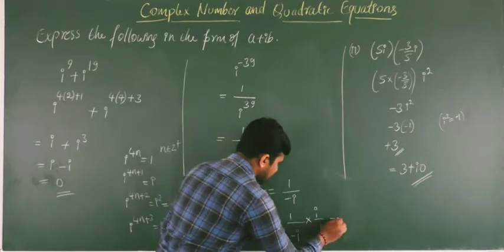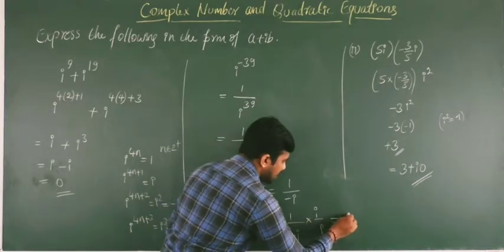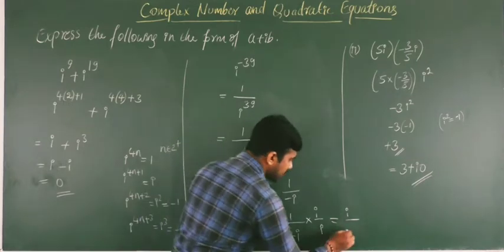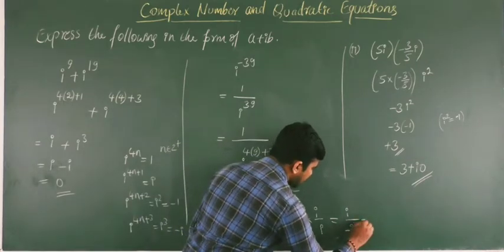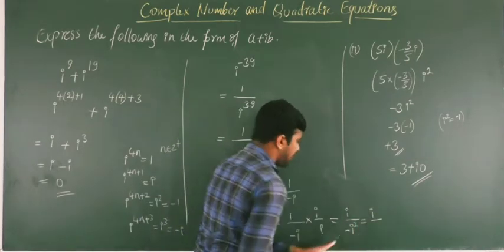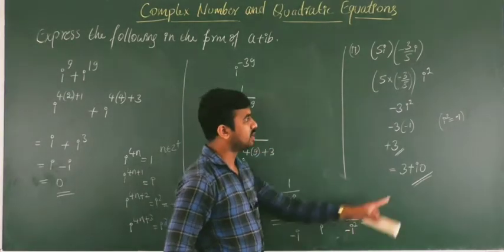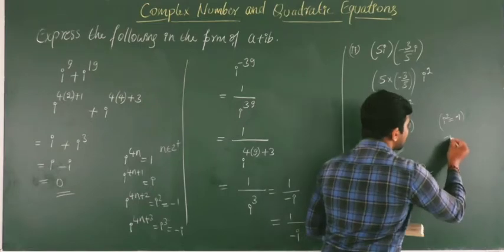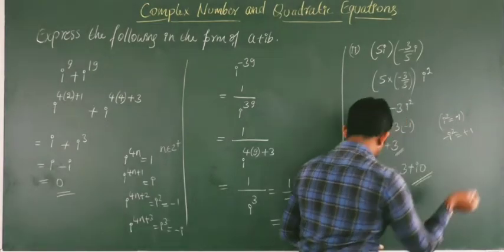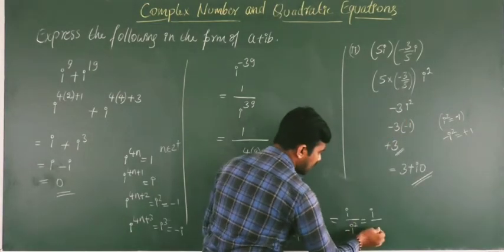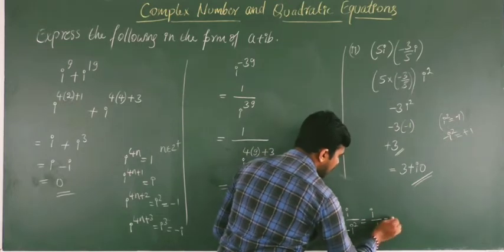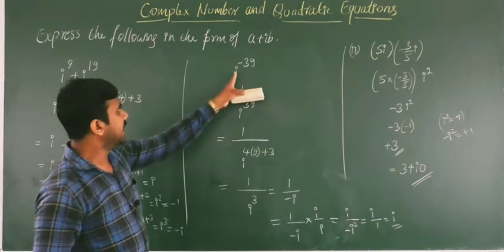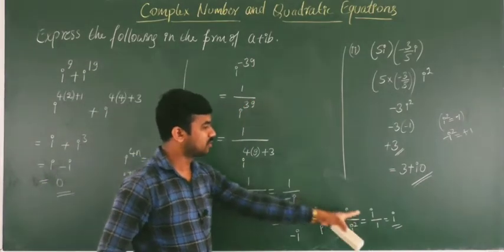Then what will we get? 1 into i is i, minus i into i is minus i square. Or this can be written as i divided by minus i square. The value of i square is what? Plus i square is equal to minus 1. Minus i square is nothing but plus 1. So the denominator value is what here? 1. So i by 1 is nothing but i. So we got i to the power minus 39 is equal to i.